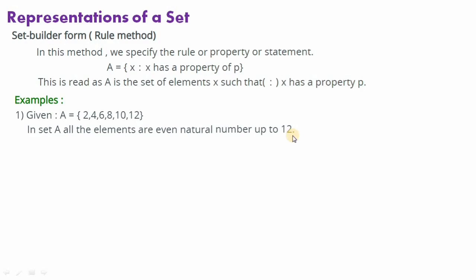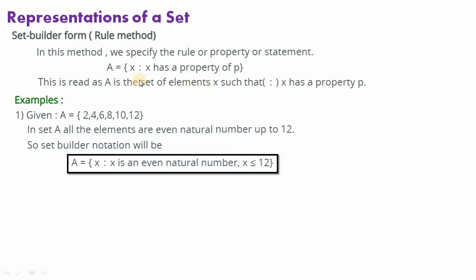So that's why this, in roster form, can be written in set builder form as: A is a set of elements x such that x is what? The elements within A should be what? They have to be even numbers, right? So x is an even natural number, right? And this has to be less than or equal to 12. All right, have you understood this?